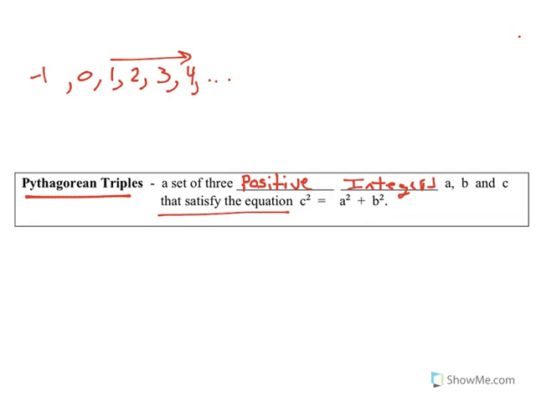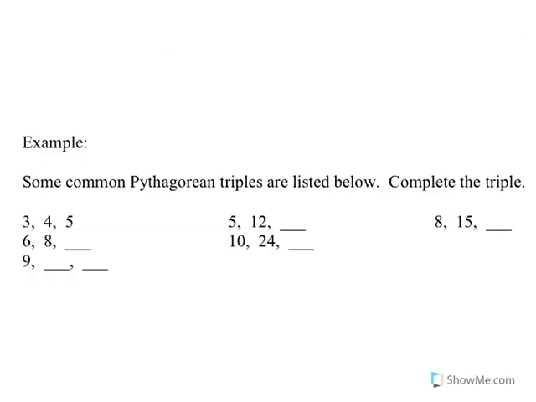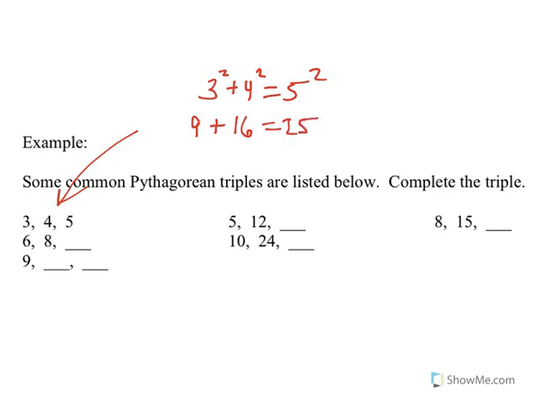So probably the most famous Pythagorean triple is the 3, 4, 5. So notice 3 squared plus 4 squared will have to equal 5 squared. So if you work this out, you're going to get 9 plus 16 equals 25. And 9 plus 16 is 25. So that checks out. So the 3, 4, 5 is probably the most famous one.